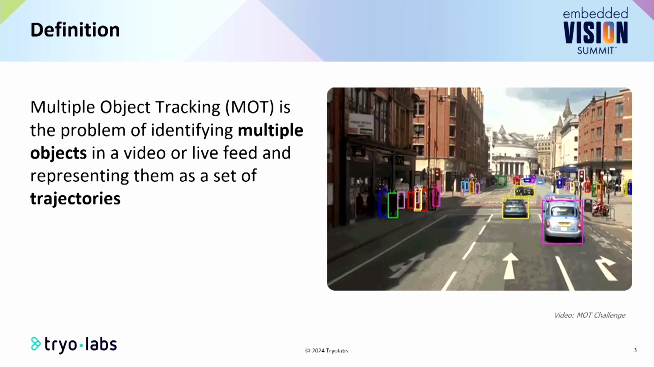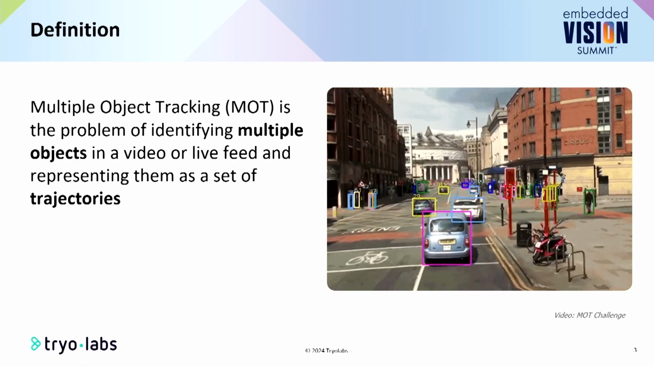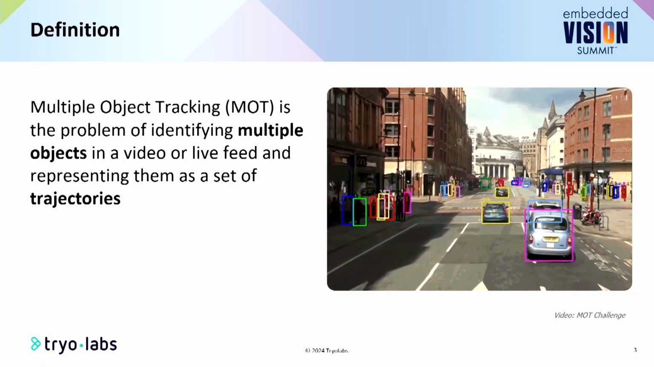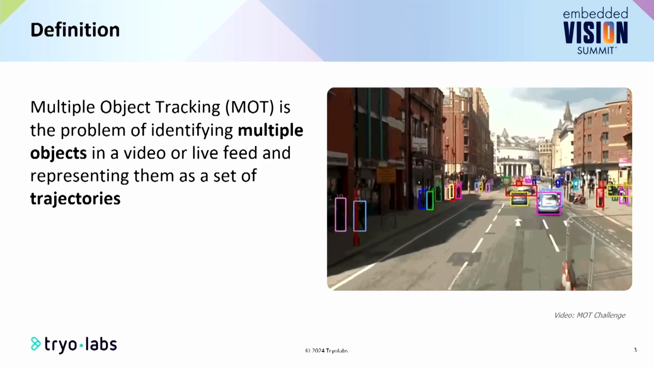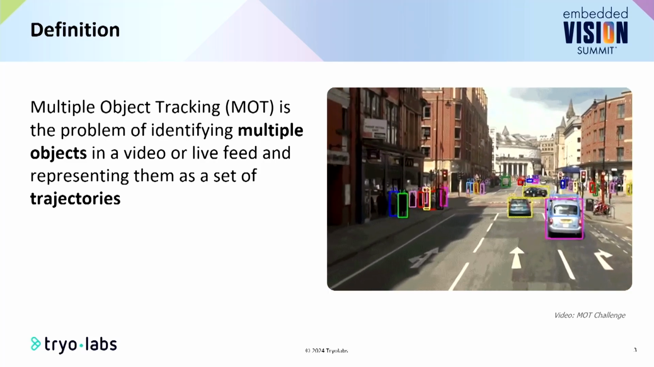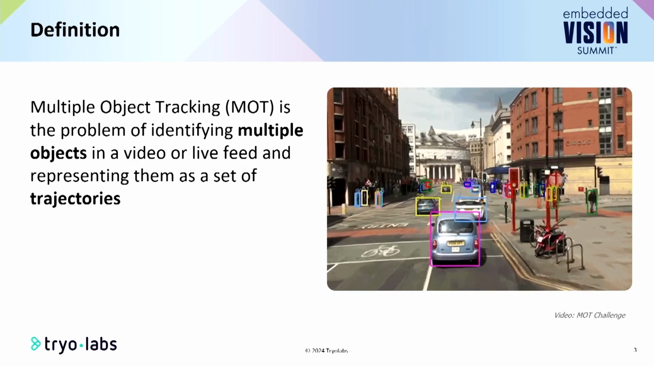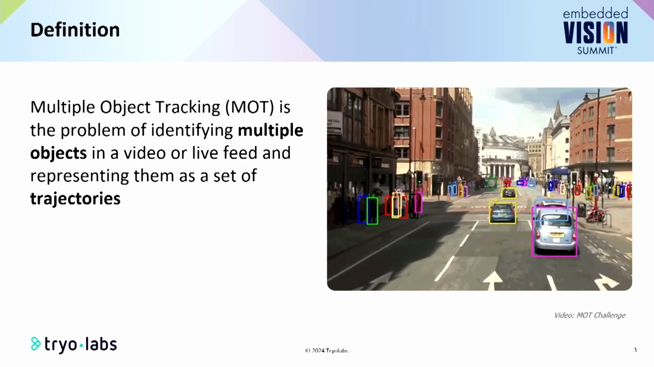So, what is multiple object tracking? The idea is that you have a video. It could also be the live feed from a camera. And you want to first identify and detect the objects in the video. Okay?